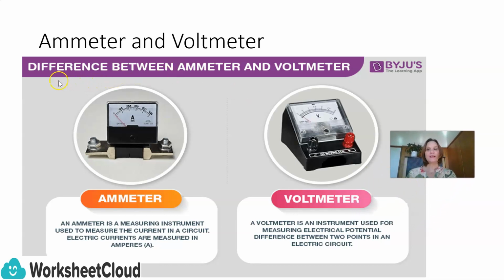So I want to just quickly tell you the difference between the two of them. An ammeter is a measuring instrument that you can see over here that is used to measure the current in a circuit, and electrical currents are measured in amperes. I did mention that to you in my last lesson. A voltmeter is an instrument used for measuring electrical potential difference between 2 points in an electric circuit, and you get to learn about that in the higher grades.